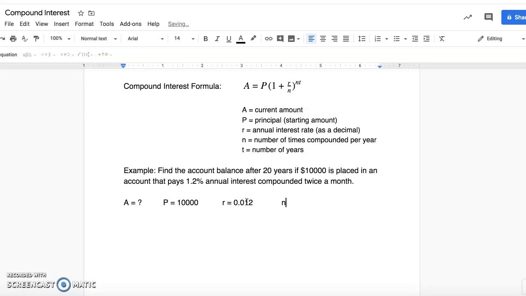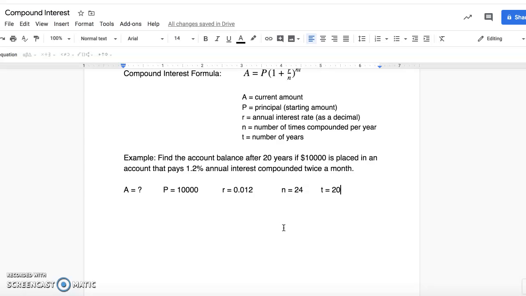Next up, we come to our variable n. N is the number of times compounded per year. So we got to read through the problem and think about how many times they are going to calculate interest or compound this thing. And it says it's compounded twice a month. Okay, so 12 months in a year. It's going to happen 2 times a month. So twice 12 is 24. So n is going to be 24 for this problem. And then we've got the number of years, t. How many years are we waiting? We're waiting 20 years this time, so we're going to see pretty good growth on our money after 20 years, we hope.